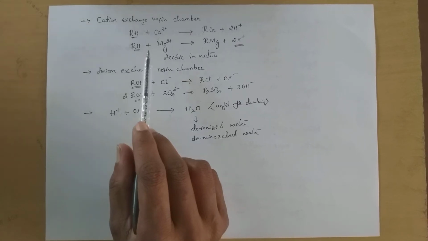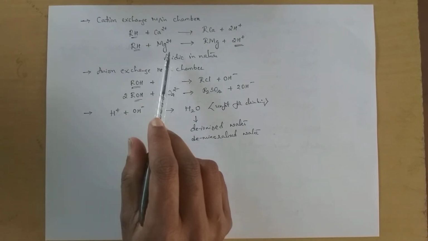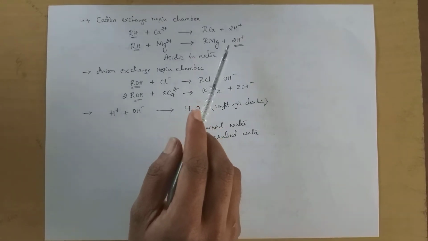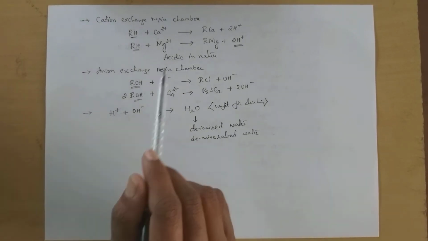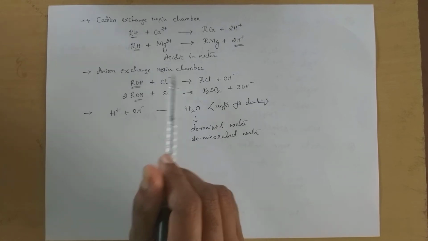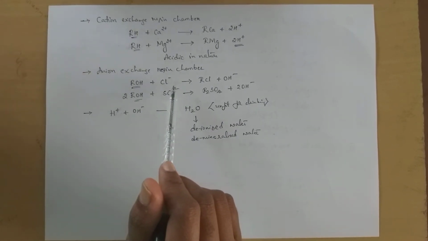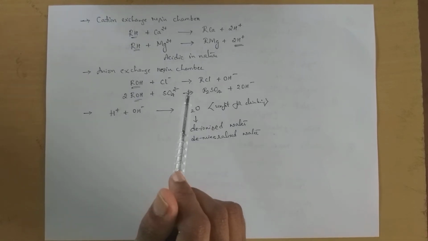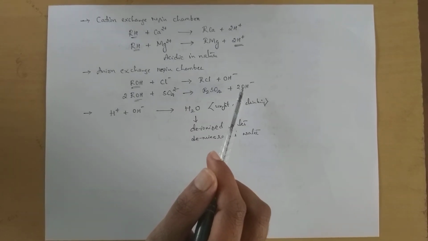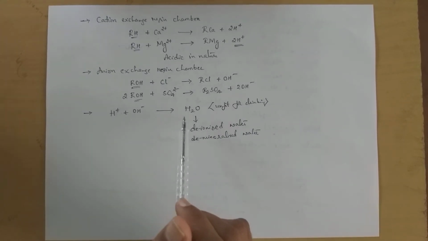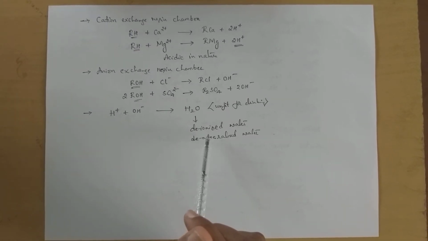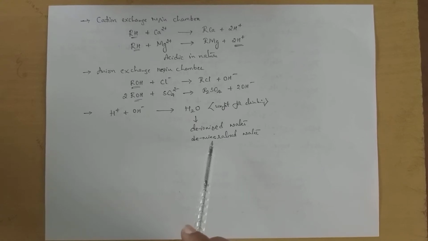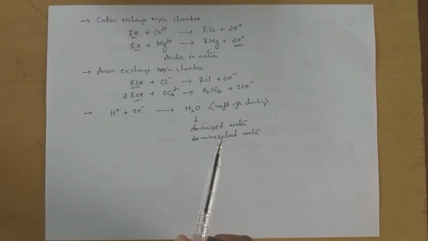The cation exchange resin exchanges cation by eliminating H plus ions. The obtained water is highly acidic in nature due to presence of higher concentration of H plus ions. Then it is subjected to anion exchange resin chamber where anion exchange resin exchanges anion, that is chloride and sulfate content, by eliminating OH minus ions. So finally the H plus and OH minus ion combines to form water. That water is completely free from all ions. Hence it is called deionized water or demineralized water. Clear? So this is how we are going to remove the permanent hardness of hard water.